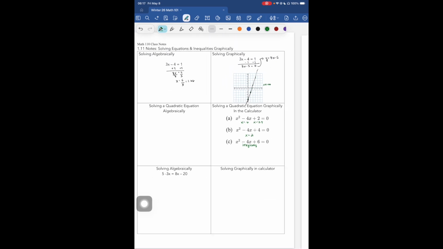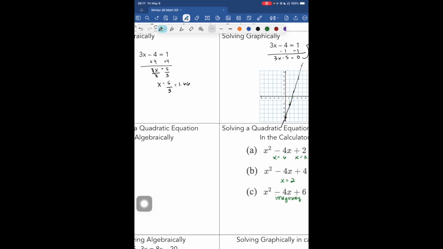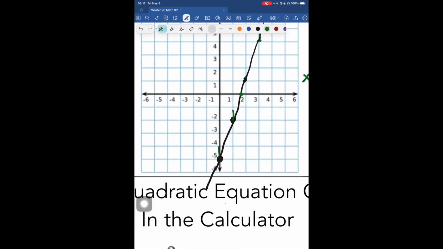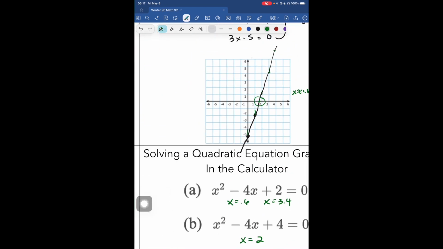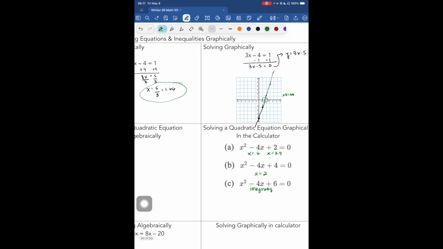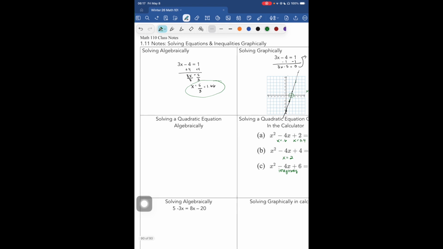And one thing I should have made clear is that when we're solving algebraically, we're going to get this x answer. The answer graphically is wherever it crosses the x-axis. So that's how we compare algebraic and graphic answers, is that the answer that you got for x when solving for x should be where it crosses on the x-axis. So let's go to this first one.